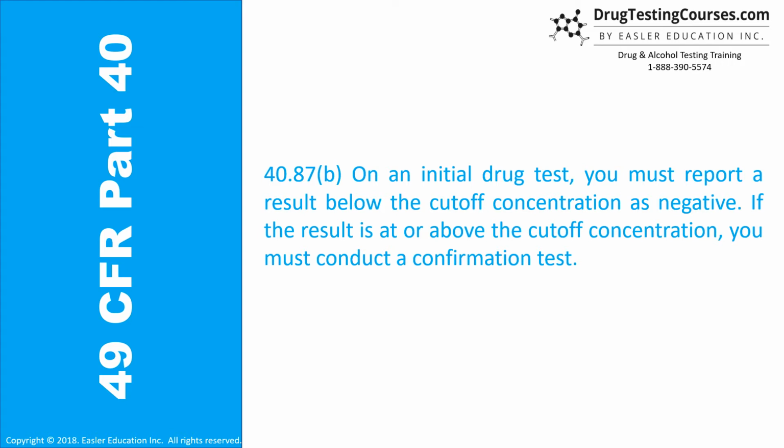(40.87b). On an initial drug test, you must report a result below the cutoff concentration as negative. If the result is at or above the cutoff concentration, you must conduct a confirmation test.